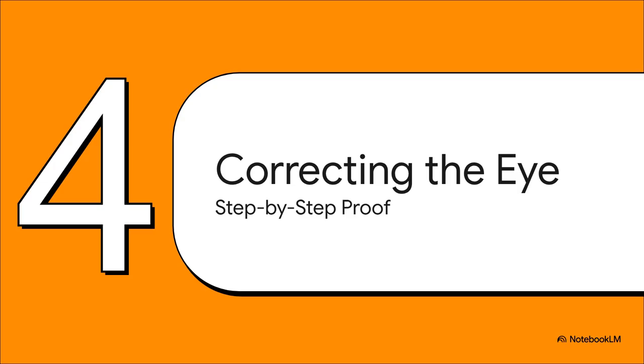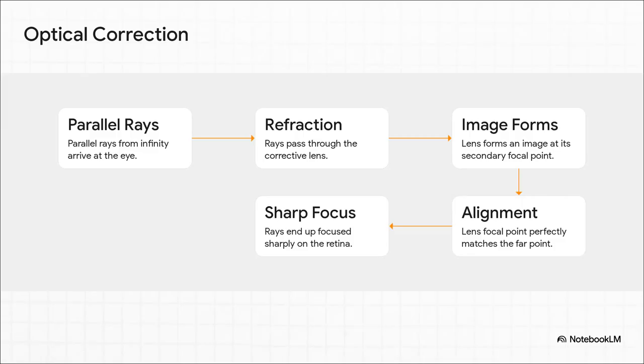Let's put it all together in Section 4, Correcting the Eye. Let's actually walk through this chronological optical journey step by step. Imagine a myopic eye looking at infinity. Step 1. Parallel rays arrive from infinity. Step 2. Refraction. Those rays hit the minus spectacle lens you just prescribed, which diverges them. Step 3. An image forms. Those diverging rays now appear to originate from the lens's secondary focal point, forming a virtual image right there.